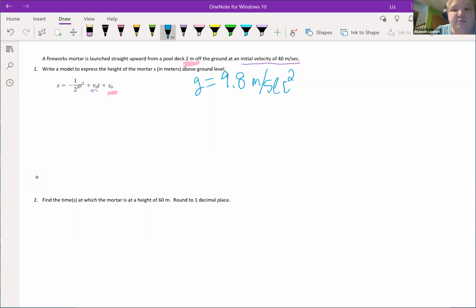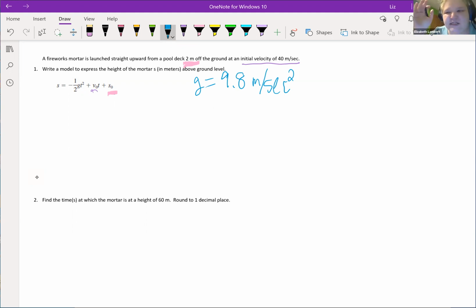So if I take meters per second squared and multiply it by time squared, I end up multiplying it by seconds squared, so I just have a meters number. Then the velocity times the time: meters per second times seconds would just give me meters. And then the height itself is in meters.